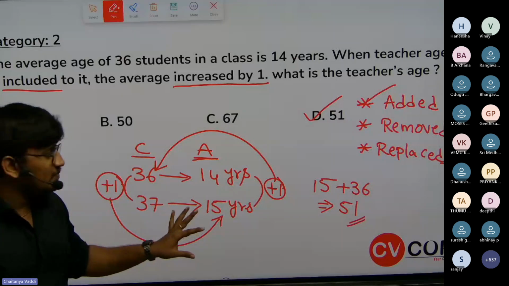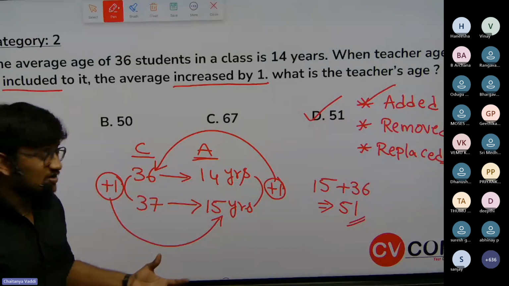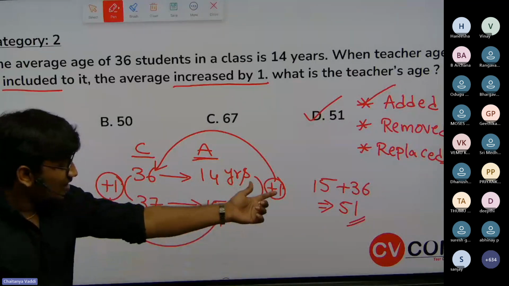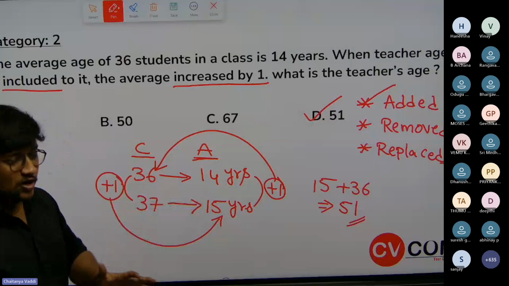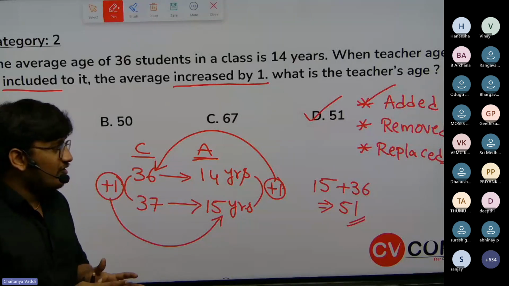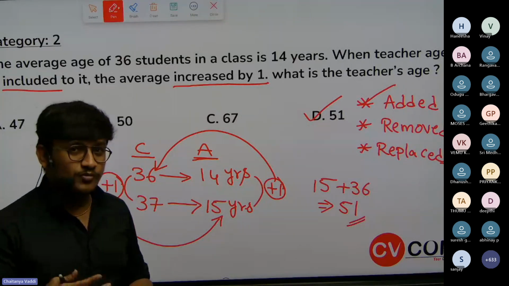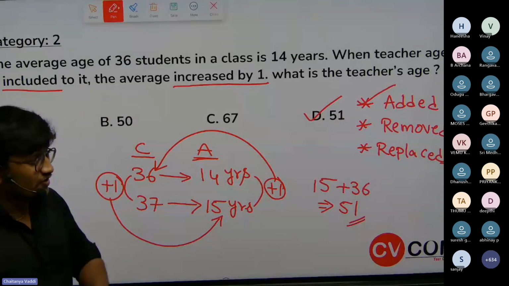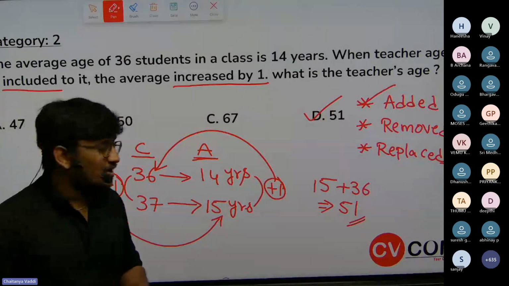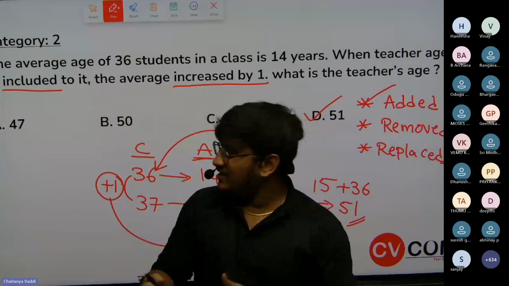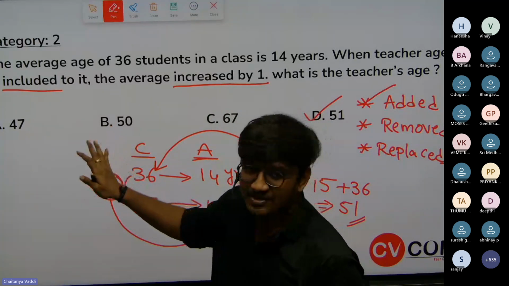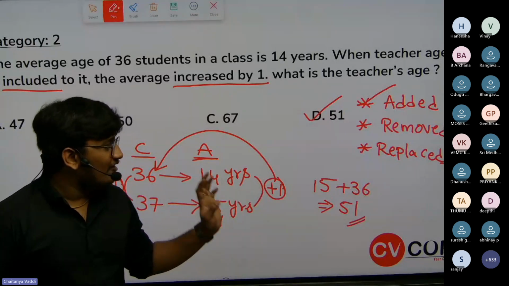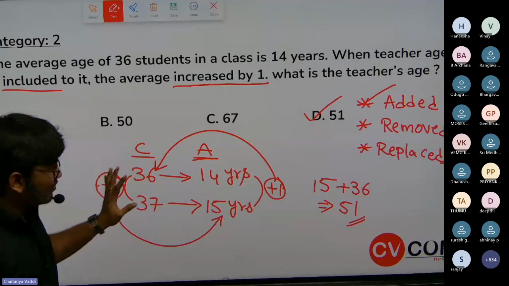So remember this shortcut. Some people might have a doubt: sir, why are we multiplying this 1 with 15, and the right hand side difference with the first number? There is a concept of averages, and you can find the complete concept in our CV Corp YouTube channel. Go through that video and you will get more clarity, because we cannot discuss the entire concept in class. It will take almost 3 to 4 hours to complete the average concept. Please go through it, and you will get to know why we are multiplying all these things.